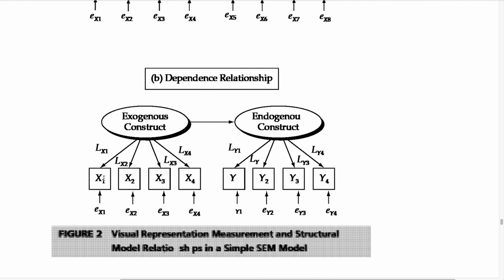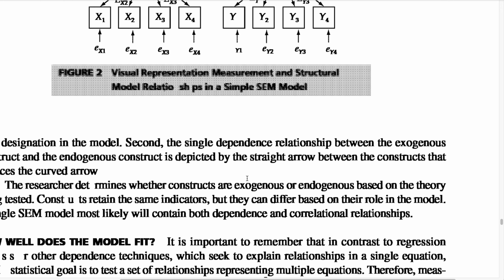It means x1 depends on y1, x2 depends on y2. So that's how this construct is depending on the endogenous construct. So for the exogenous construct, there is x1, x2, x3, x4. These are the variables which make up the exogenous construct, and this will impact here, and that will become y1, y2, y3 and y4.